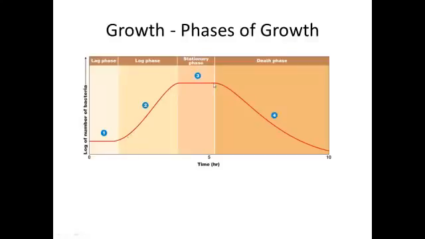Then as the food starts to run out and the waste products get to toxic levels, think about swimming around in your own pee for a long period of time, then we get into death phase. More cells are dying than are being produced by division. Now, a lot of organisms that are capable of it will go into a resting phase. They will wait out the period in the hopes that things will get better.